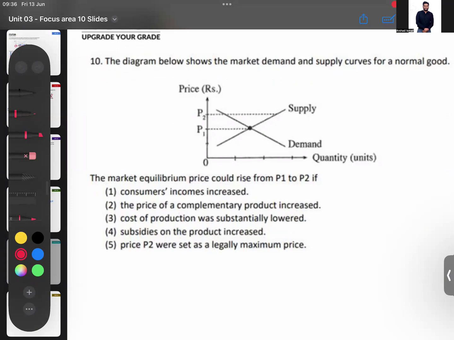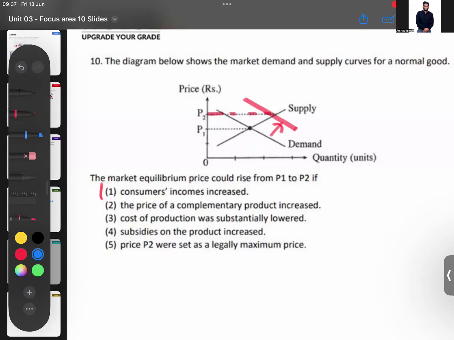We'll go one by one. Option one is saying if the consumer's income increased. If consumer's income increased, the demand curve will shift to the right, and then actually the price can increase. So maybe it could be one. Look at the others. Number 2 is saying the price of a complementary product increased. What happens if the price of a complementary good increases? The demand for your good will come down. If demand comes down, then your equilibrium price will come down. So it can't be 2.